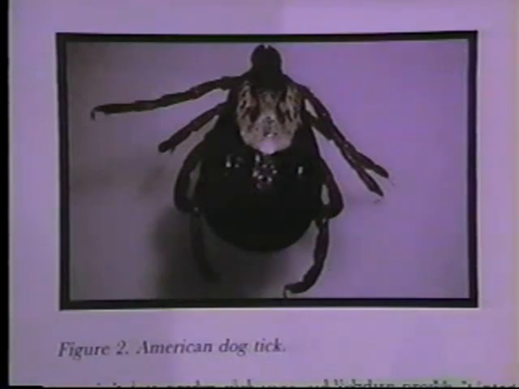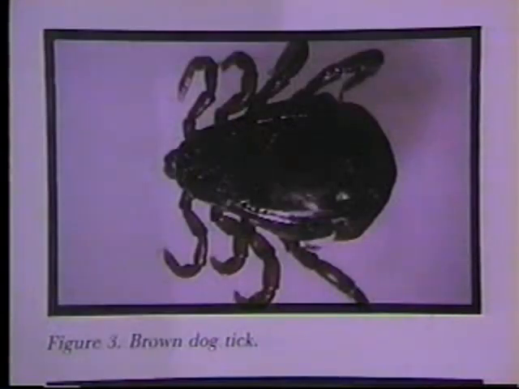Larvae and nymphs feed mostly on small rodents, while adults feed on dogs, cattle, other animals, and humans. American dog brown ticks are reddish brown. Unfed adults are 1/8 of an inch to 3/16 long, and engorged females, as we said, are 1/2 an inch. What we want to do is to remind you about ticks.